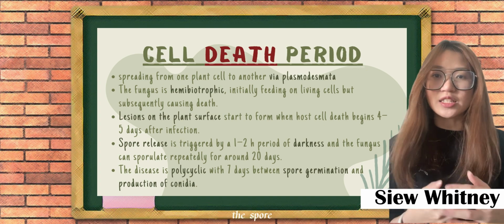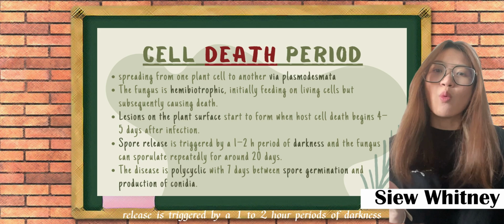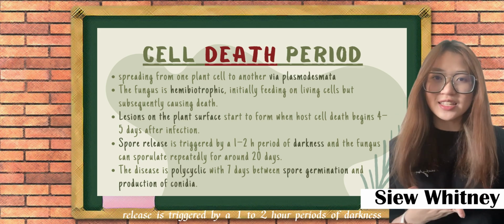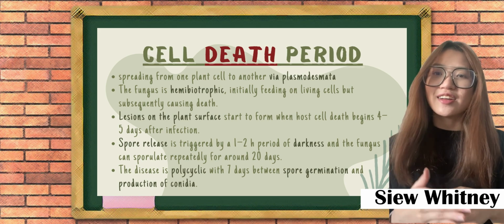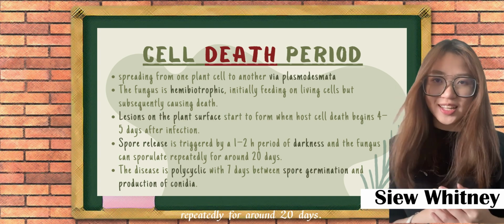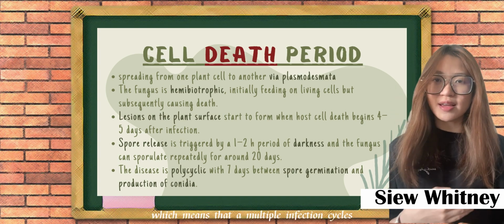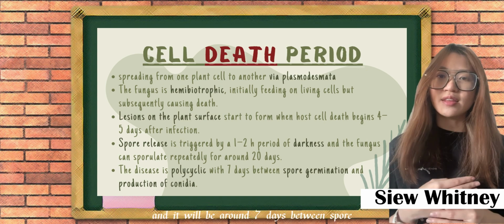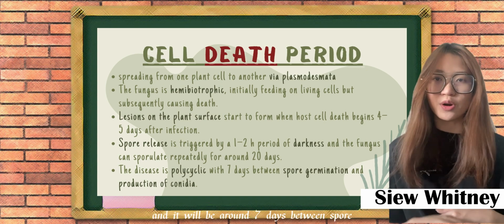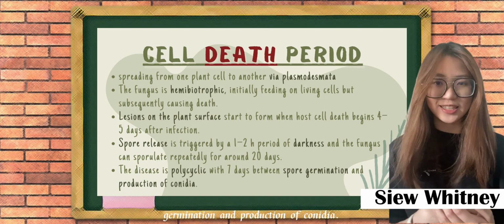Not only that, spore release is triggered by a 1 to 2 hour period of darkness, and it can sporulate repeatedly for around 20 days. The disease is polycyclic, which means there are multiple infection cycles in a growing season, and it takes around 7 days between spore germination and production of conidia.